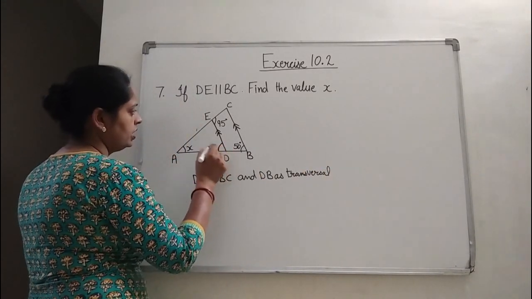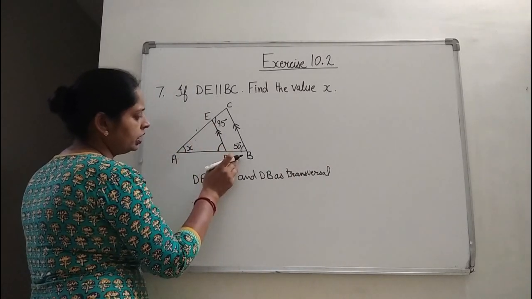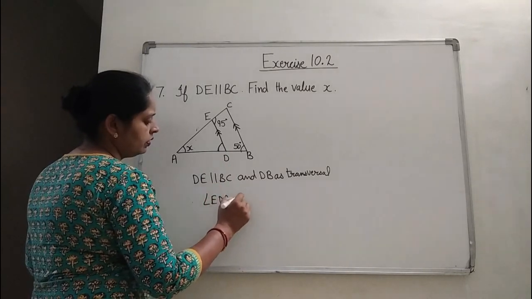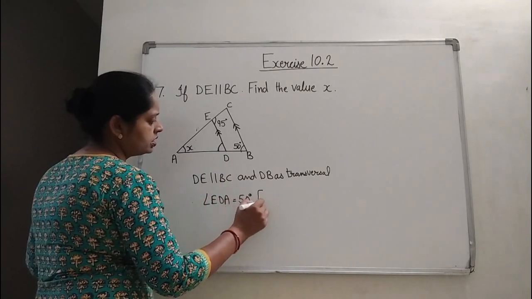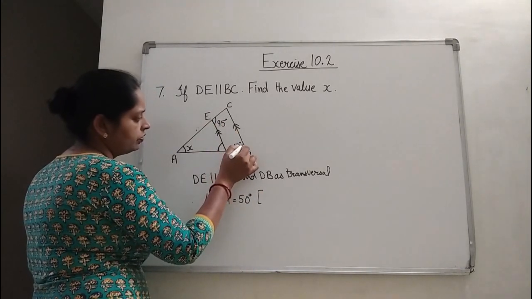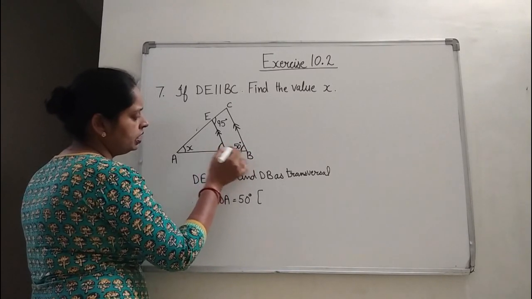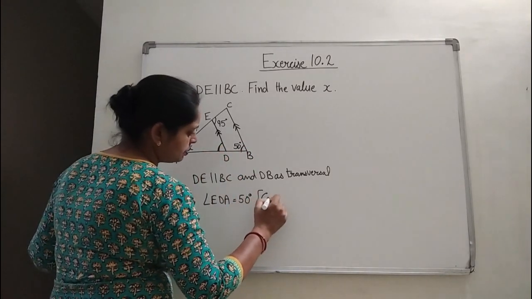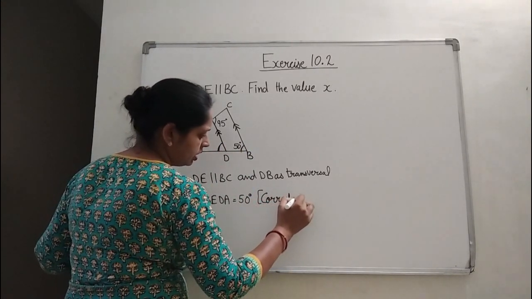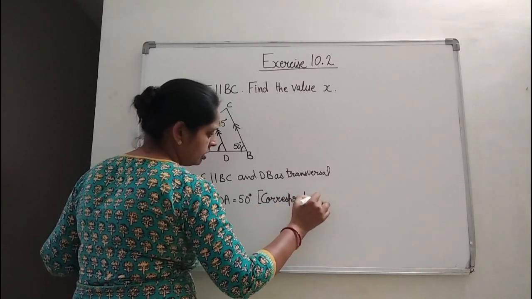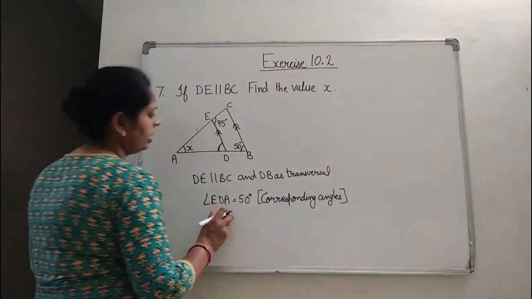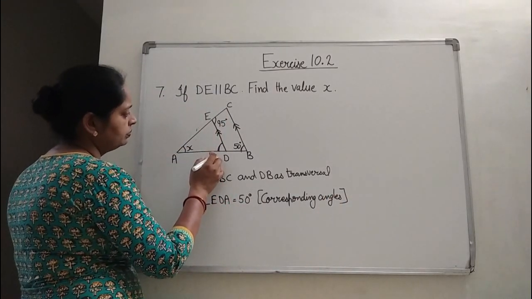This angle, that is angle EDA, will be equal to 50 degree. And what will be the reason? Angle EDA is equal to 50 degree. What is the reason? We can see that these two lines are parallel and DB is one of the transversal, then 50 degree and this angle will be equal. Why? The reason will be corresponding angle. These two are corresponding angles, and corresponding angles are equal if the lines are parallel. Right? Now we got the measurement of this as 50.